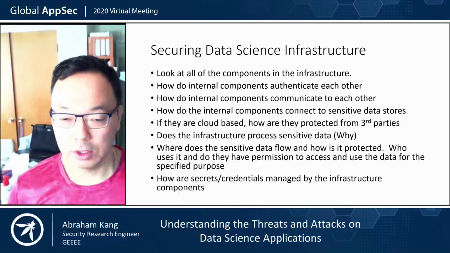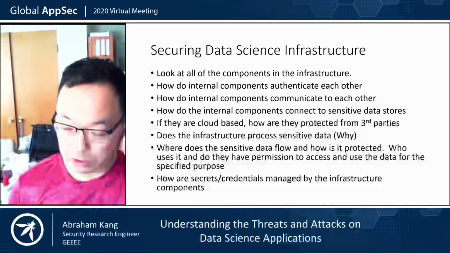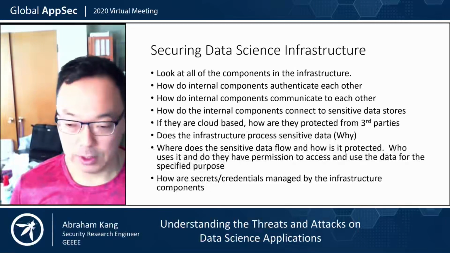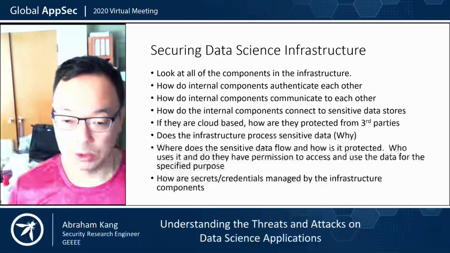And finally, you want to understand how your secrets and credentials are managed by the infrastructure components. So they're going to connect to sensitive data stores. They're going to have to authenticate. So how do you manage those credentials that are used by the components to connect and authenticate to those different stores?